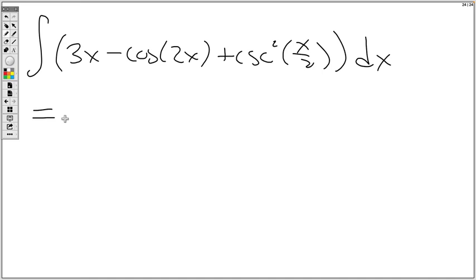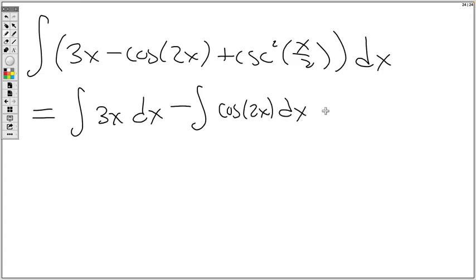What do I know about derivatives or antiderivatives? They respect addition and subtraction. So I can break this integrand up over the addition and subtraction. I can write this as the integral of 3x dx minus the integral of cosine 2x dx plus the integral of cosecant squared x over 2 dx. The first thing we apply is the sum and difference rule, just like we would do with derivatives. You follow?